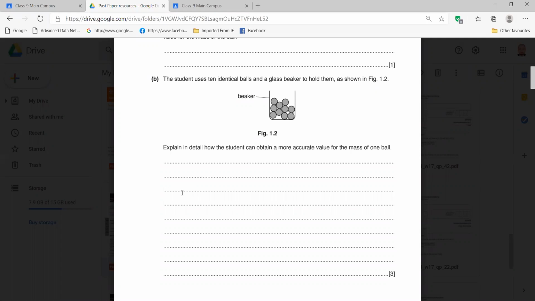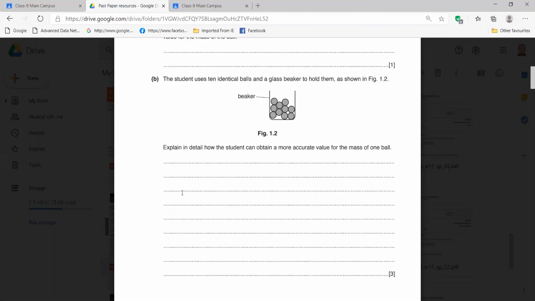So the student uses 10 identical balls and a glass beaker to hold them, as shown in figure 1.2. Explain in detail how the student can obtain a more accurate value of the mass of one ball.